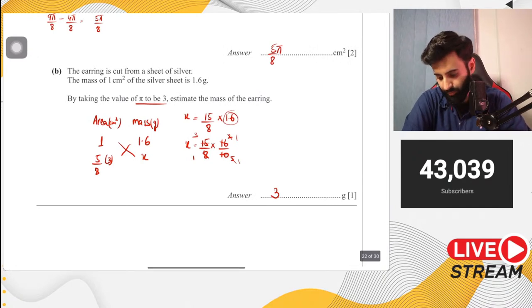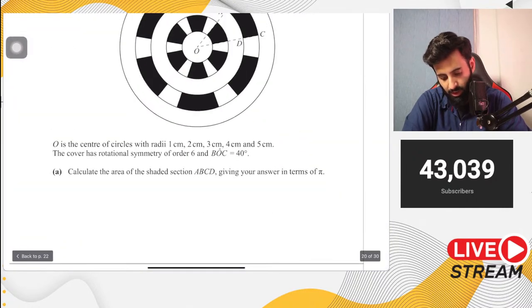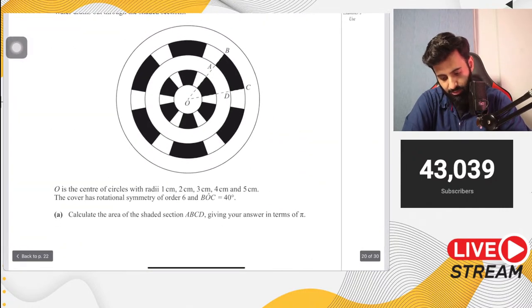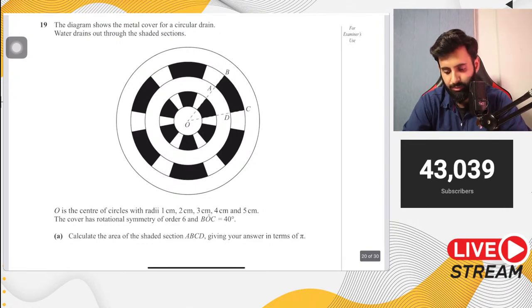Okay, now there's just one last question which I'd like to solve with you guys before we leave, and that's this. Now again, it might look like a scary question, but it's not that scary. Let's see what it says. It says the diagram shows the metal cover for a circular drain. Water drains out through the shaded sections.